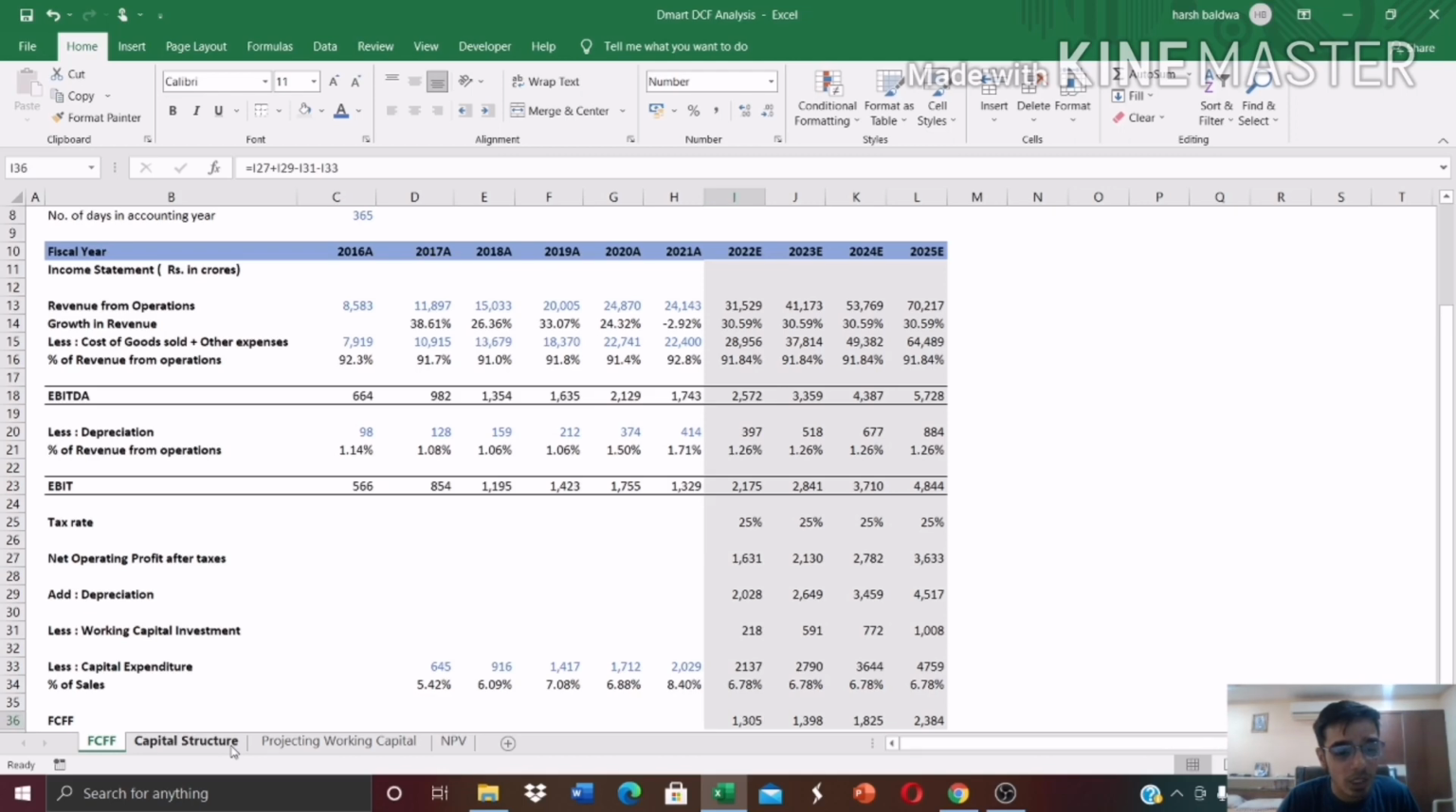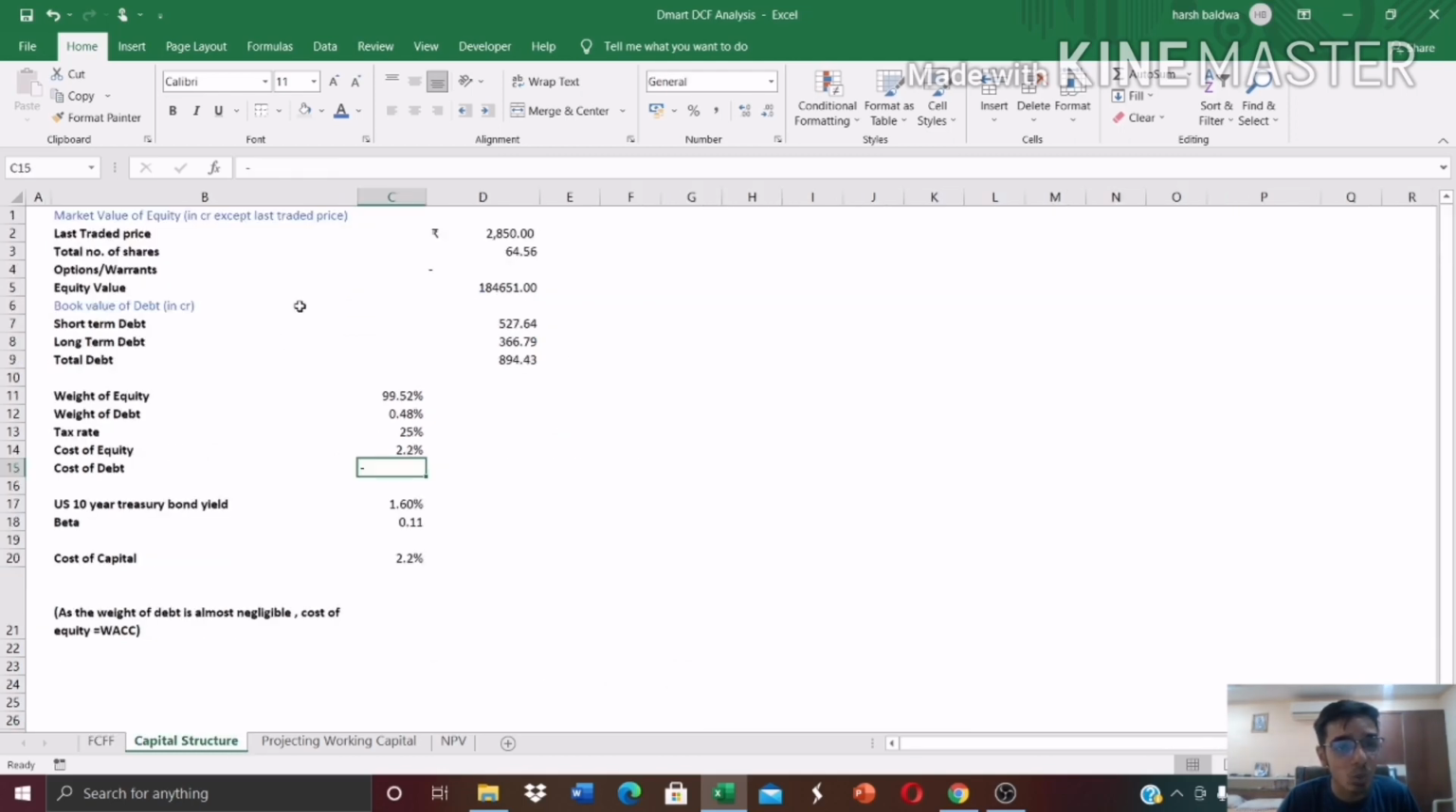So to find out the WACC, first we have to find out the capital structure of the company, meaning how much equity the company has and how much debt the company has. If we see over here, the total market capitalization, which is nothing but the market value of equity, is the last traded price of 2850 times the total number of shares, 64.56 crores, which comes to about 1,84,651 crores. This is the market value of equity as of today, May 11th.